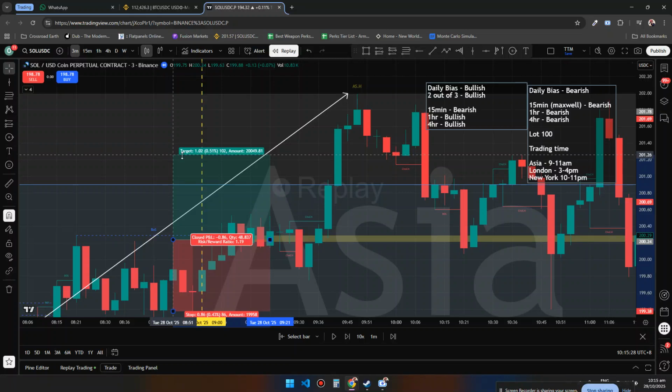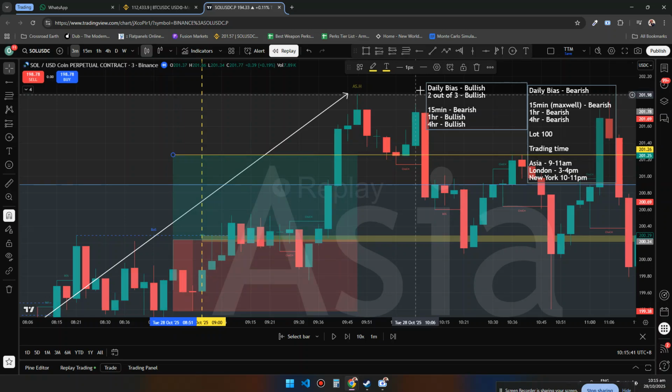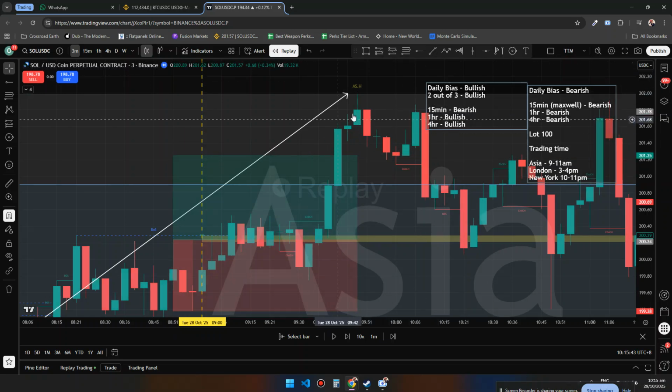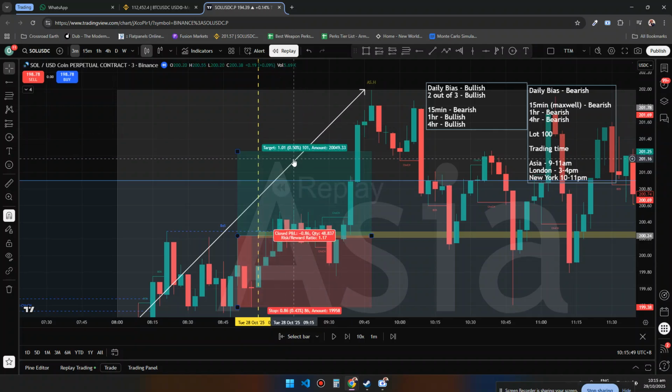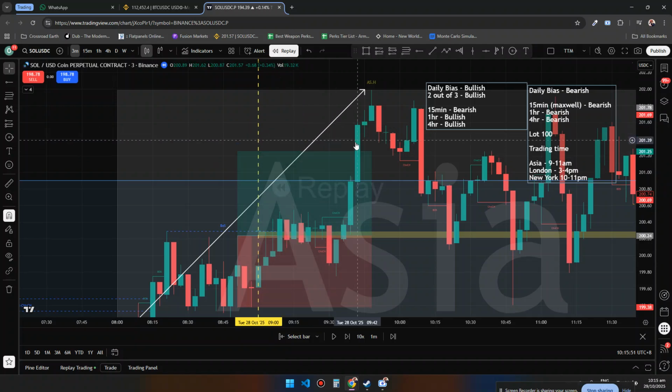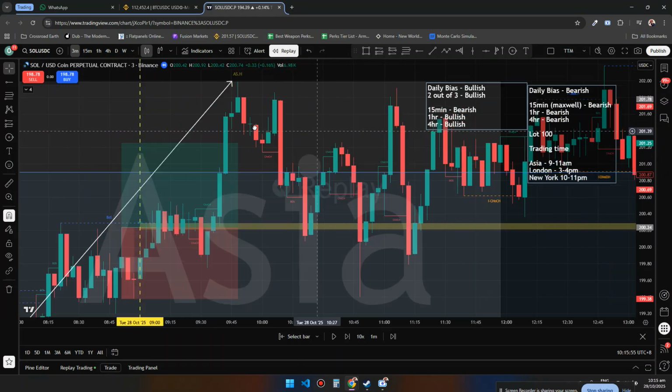And my base profit is 0.5%. So when it hit 0.5%, I will take most of the profit and I'll leave the rest to the upside. Okay, so that is how I managed to get like 0.5%.